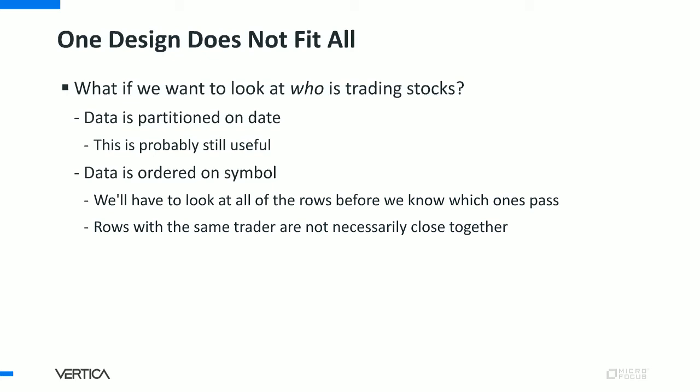Within each file, our data is ordered on the stock symbol. That's probably not too useful anymore. The rows for a single trader aren't going to be clustered together. So we will have to scan all of the rows in order to figure out which ones match. You could imagine a worse design, but if it becomes crucial to optimize this new type of query, then we might have to go as far as reconfiguring the whole database.